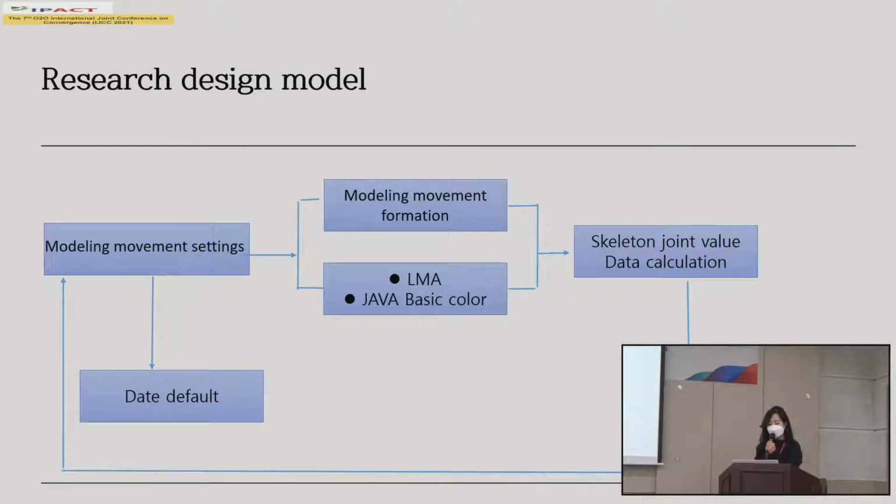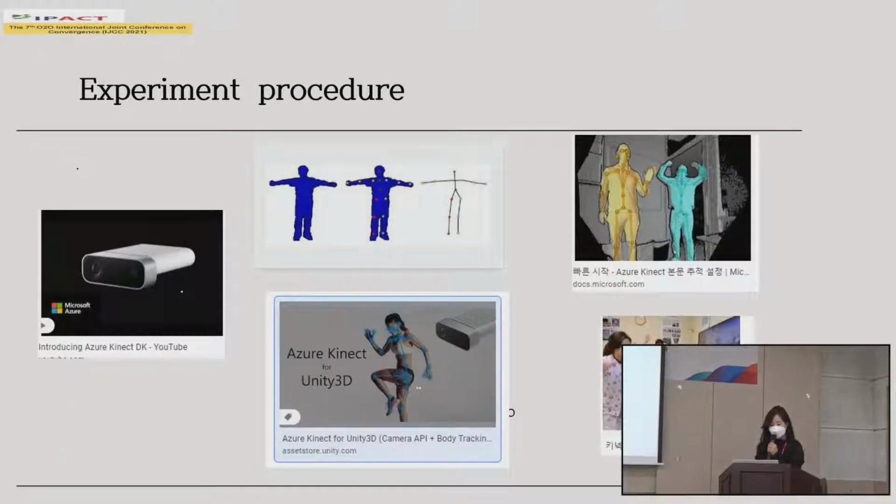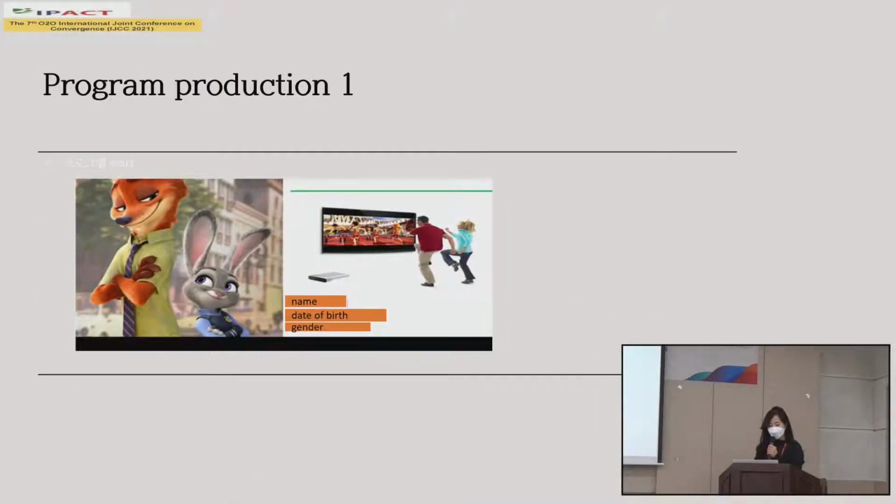Research design model, experiment products. Program production. In this first on the motion game, the individual's simple name, gender, and date of birth were recorded to qualitate the joint value of each individual skeleton.